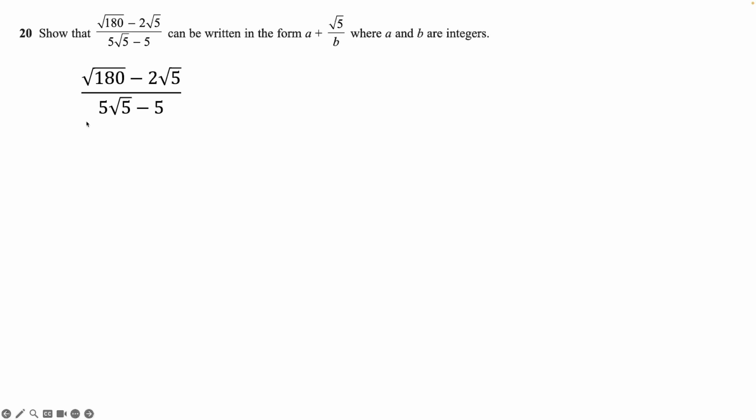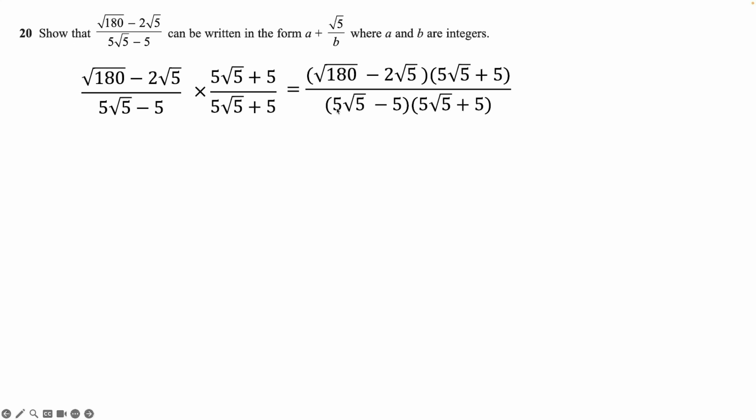So to rationalize a surd, we just multiply the fraction by what we call the conjugate of the denominator, which basically just means take this thing and change the sign. So we just multiply it by 5 root 5 plus 5, which gives us this, just using the brackets notation. Now, this looks quite horrible, but we can make this simpler because, well, think about the question. Everything's in terms of root 5, apart from this square root of 180. So let's see if we can simplify this surd anyway.